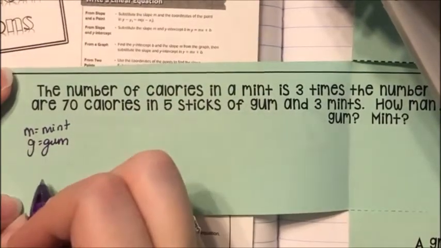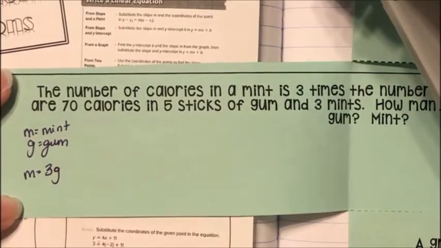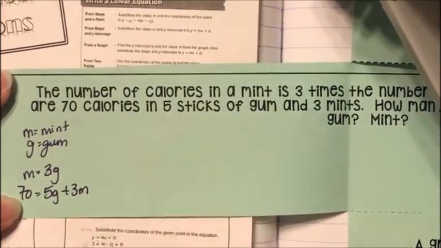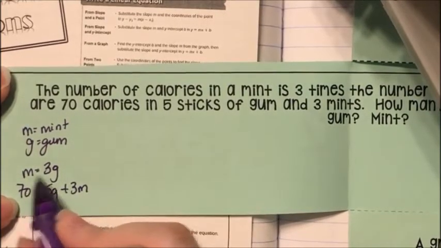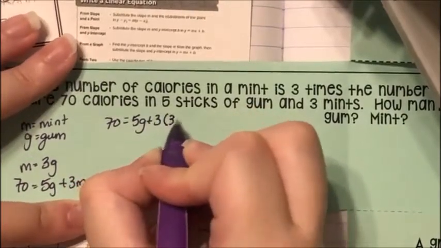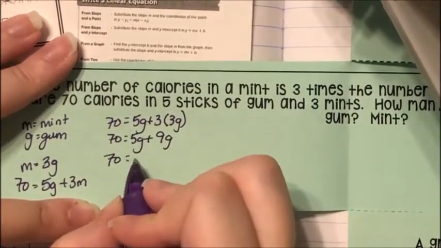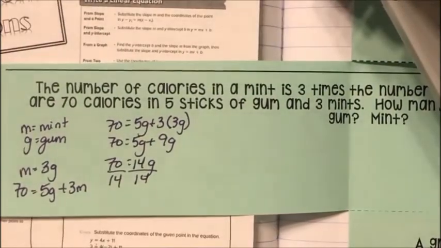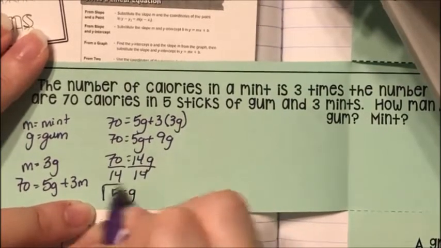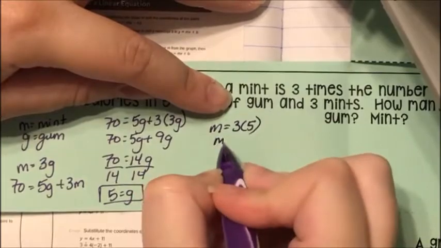There are 3 times the calories, so mint equals 3G, because there's 3 times the calories in the mint as there are in the stick of gum. And there are 70 calories in 5 sticks of gum and 3 mints. Those are my 2 equations. I already have M solved, so I'm just going to plug in the 3G for M over here. So I get 70 equals 5G plus 3 times 3G. I'm going to solve this one for G. So I get 9G. 5 plus 9 gives me 14G, and I'm going to divide by 14. 70 divided by 14 gives me 5. So there are 5 calories in a stick of gum. Then I'm going to plug that back in for M. So M equals 3 times 5, so M equals 15.